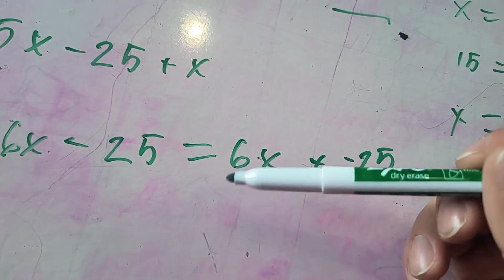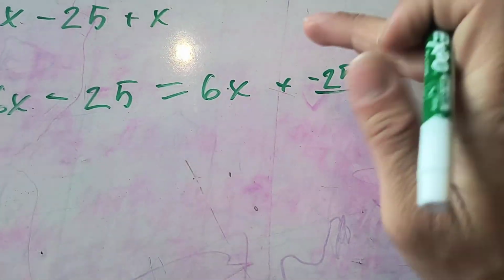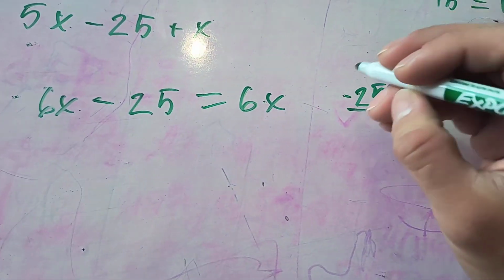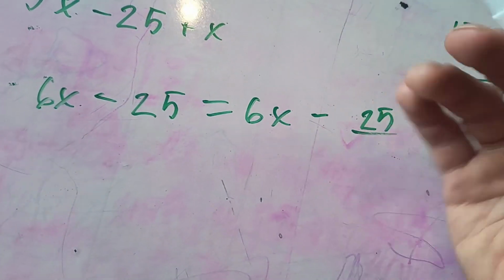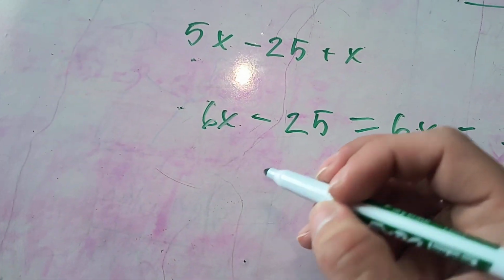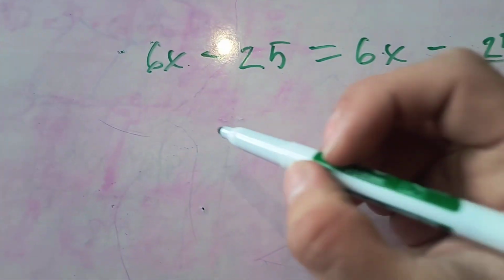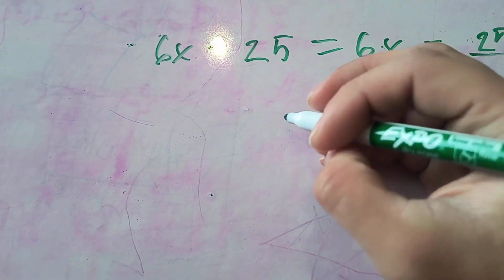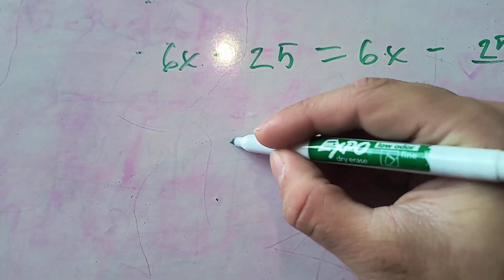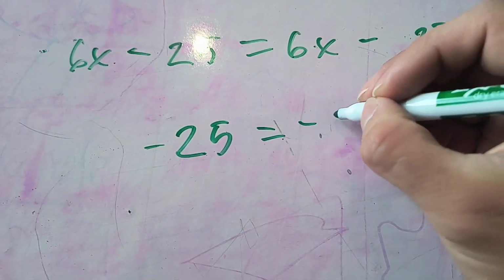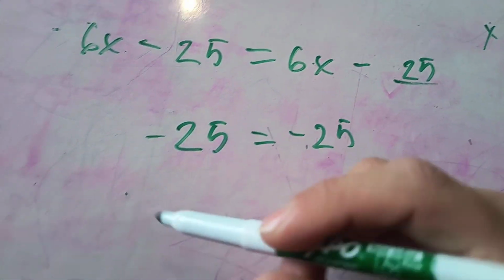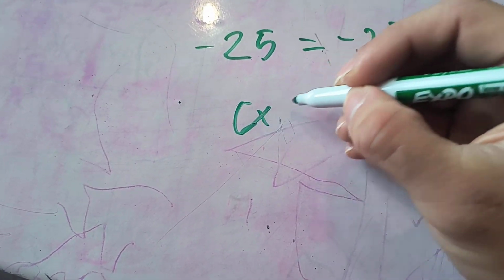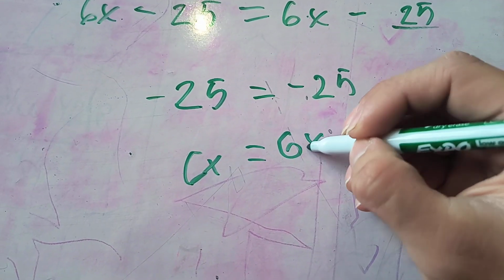6x minus 25 is the same thing as 6x plus negative 25, because you can just remove this plus and just put a minus and take away that minus sign. And you have the exact same equation. If we solve this, we can just remove 6x from both sides, and we just end up with negative 25 is equal to negative 25. Or we can remove 25 from both sides, and we get 6x is equal to 6x.